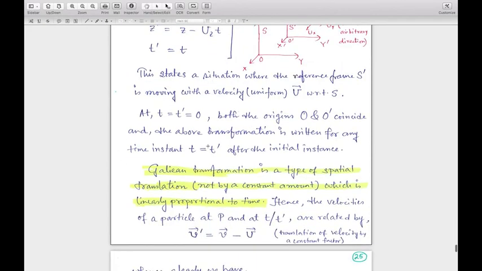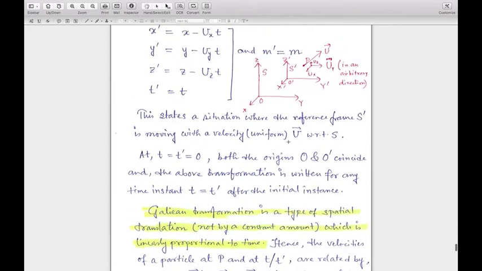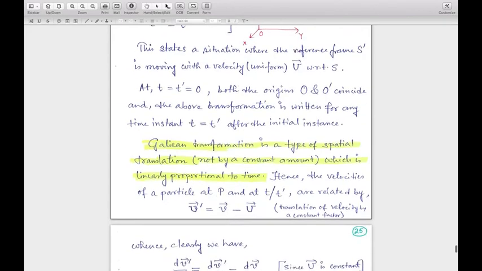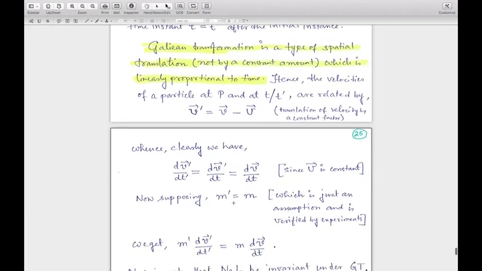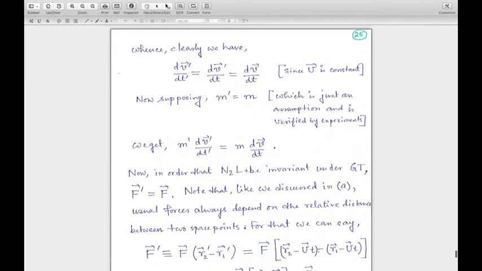Now the Galilean transformation, as you can easily recognize, is nothing but another transformation of the space coordinates. But now this is not by a constant amount, but by an amount which is linearly proportional to time. Hence the velocities of the particle will be related by this: v prime will be v minus u. But the good news is, although velocity changes by a constant amount, the acceleration doesn't. And the mass also is not changing.